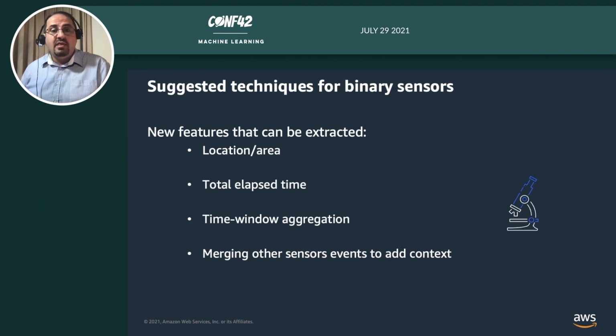Finally, merging the binary sensor events with other sensor events adds context to the binary sensor event to extract new features. For example, having a binary sensor associated with a light sensor, to differentiate between an event happening in daytime and another event happening at night.